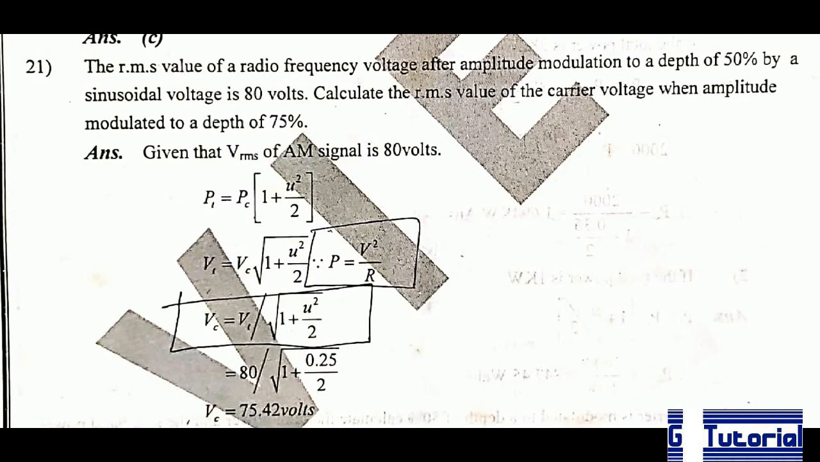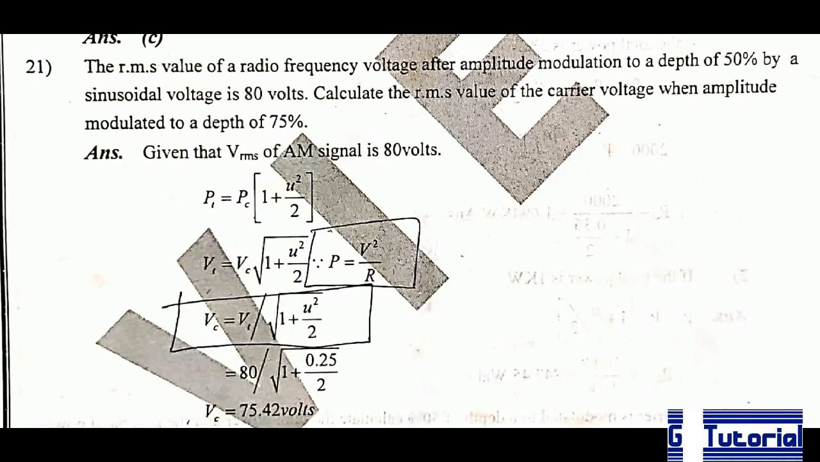We are given the voltage after modulation as 80 volt. It is given as the actual transmitted voltage. So 80 is equal to Vc into root of 1 plus 0.5 square by 2, that is root of 1 plus 0.25 by 2. We are asked to find the value of Vc. So 80 divided by root of 1 plus 0.25 by 2, which is 75.42 volts.